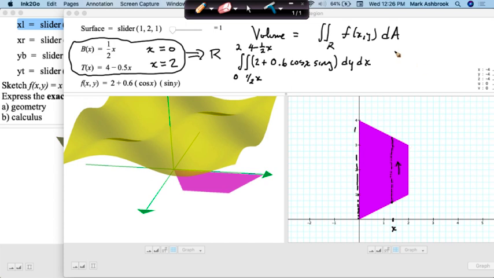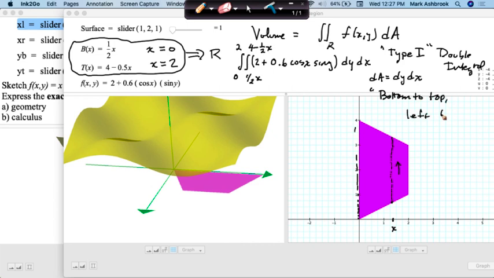We're going to call this a type 1 double integral. A type 1 double integral will be dA equals dy dx. And our mantra will be bottom to top, left to right. That's our cheer for type 1 integrals.